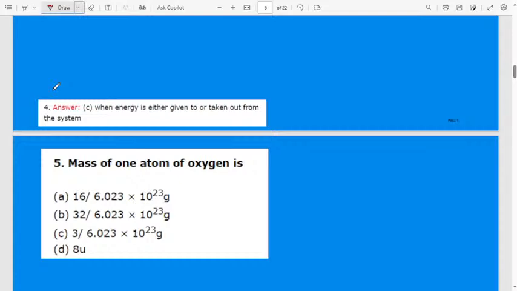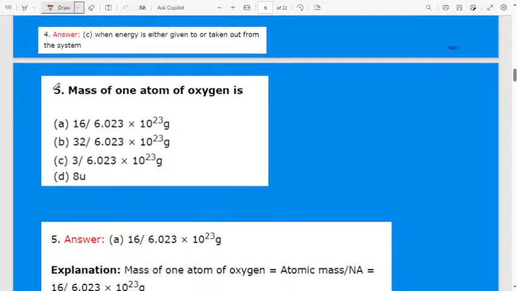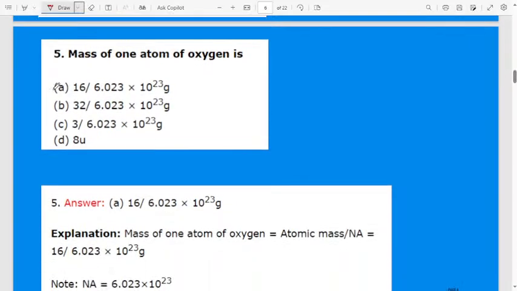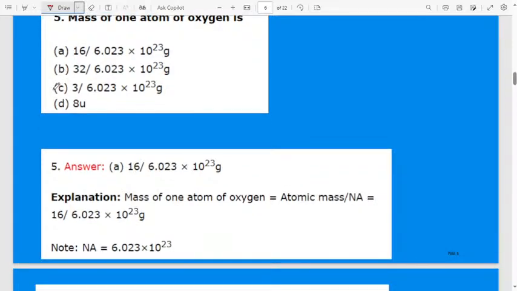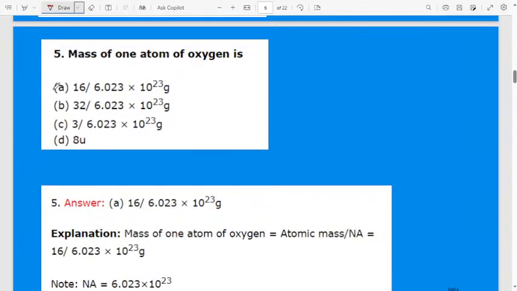Next question, question number 5. What is the mass of one atom of oxygen?